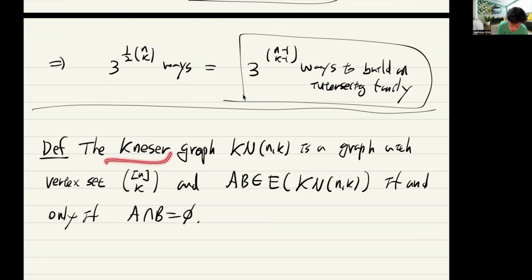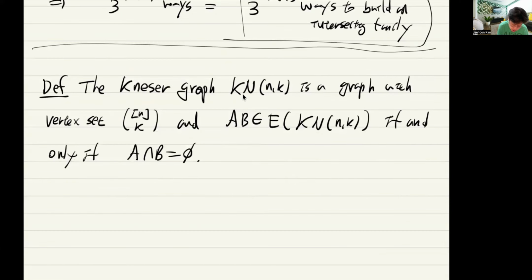But I think I heard that this is pronounced differently from how people usually say it. But lots of people say Kneser graph, so maybe I'll just say Kneser graph. But maybe the correct pronunciation is different.